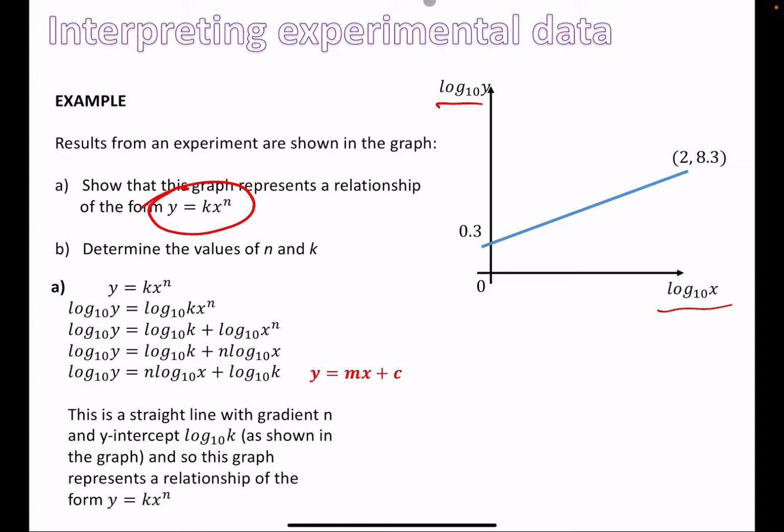Okay, so now in part B, because we want to determine the values of n and k, we can use the version we've just expanded to find those things. We now know that n must be our gradient, and given the line and the points that we've got here, we can find a gradient. Okay, they're just standard points.